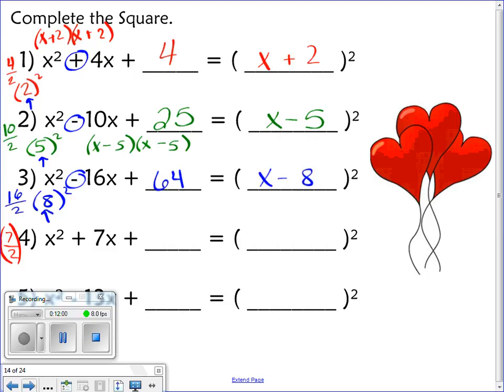And then when I square it, how do you square a fraction? What's 7 squared? What's 2 squared? So 49 over 4 is what you would add to both sides. Okay, so when you're squaring a fraction, you just square the top and square the bottom. Same way when you're taking the square root of them, you do the top and you do the bottom.